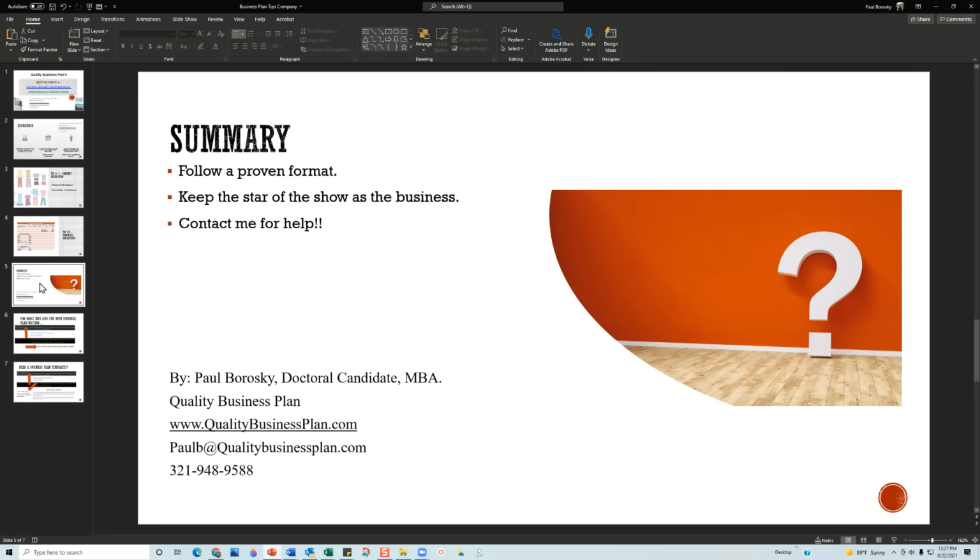So in summary, make sure to follow a proven format. If you go to an SBA lender or if you go to a SCORE representative and you ask them for a business plan template, that is exactly what you're going to get. It is a business plan template, and that is the same template that they're going to give an online apparel company as a restaurant, a manufacturer, a farming company, whatever you can think of.